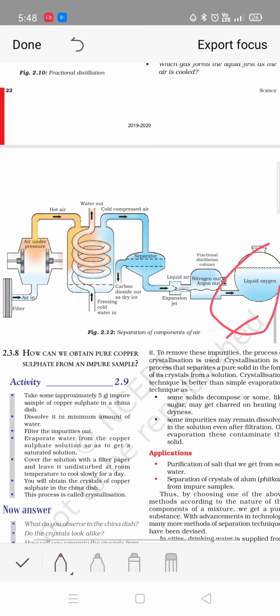So this is all about the separation of one component of air from the other components of air. If you have any doubt, you can ask via the e-feedback through the UDTE app or the comment section. In the upcoming video, we will complete all the remaining techniques.